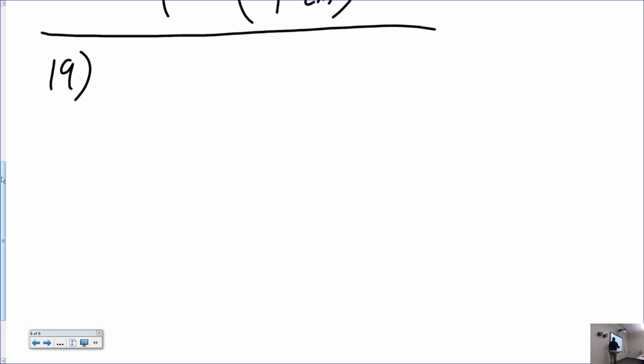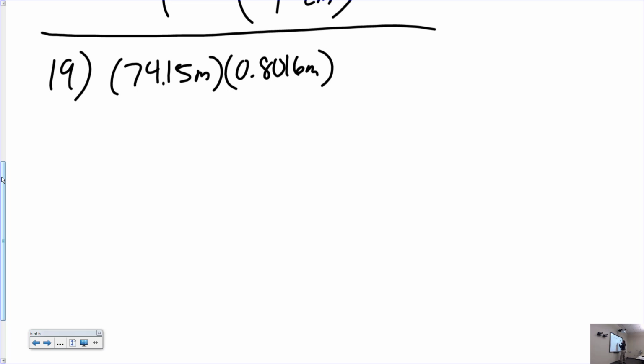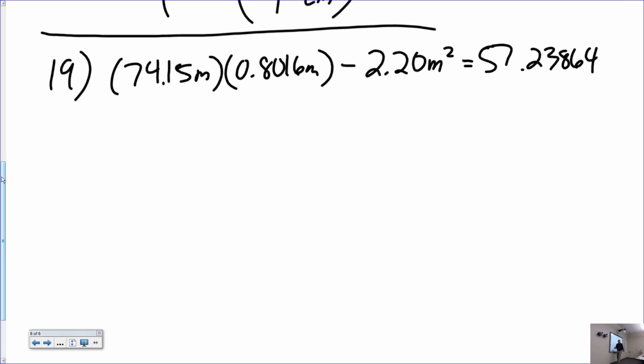The way 19 and 20 work, folks, is you got 1 point for getting the right units. You got 1 point for writing out the number correctly. And then you got 3 points for rounding it to the right spot. So, 74.15 meters times 0.8016 meters minus 2.20 square meters. If I saw this number somewhere, 23864, that got you 1. But now you have to figure out where to round this.